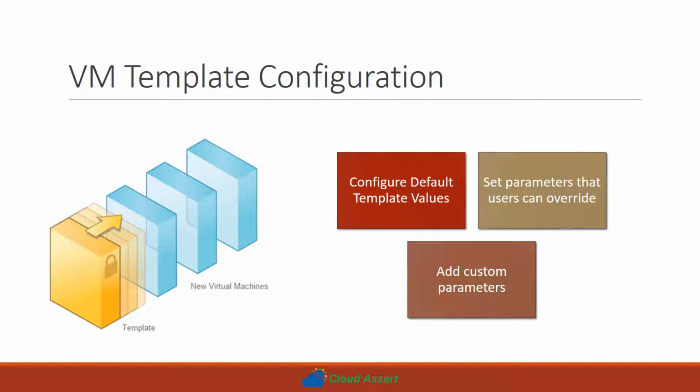Another basic customization feature that's available, which is very straightforward, is to customize the configuration of virtual machine templates that are available in vConnect. As an admin user, you can configure the default template parameters. You can also choose which parameters you want to let the tenant users override, or you could even add your own custom parameters.